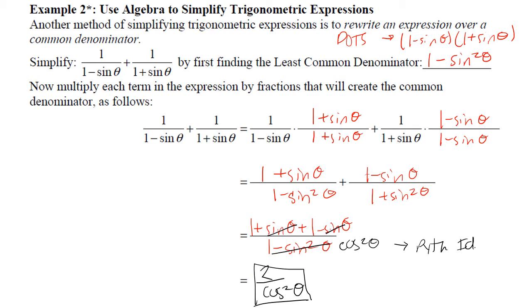And there we go. So just recapping what we did, we used difference of two squares and got 1 minus sine squared as our LCD. We multiplied to create our LCD, and then we combined our two ratios. We simplified our two ratios, used Pythagorean identity, and came to our new conclusion.